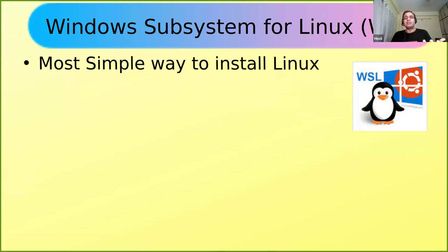Even Microsoft knows that Linux has gained lots of popularity. There are lots of tools available on Linux which are useful to developers. So they don't want you to move away from Windows. Rather, they want to make it available for you as a part of their Windows platform. This is one of the very simple ways to install Linux, where you don't need much hassle. It is just as if you are installing any application on your Windows. So this is one of the simplest ways to have Linux on your Windows machine.